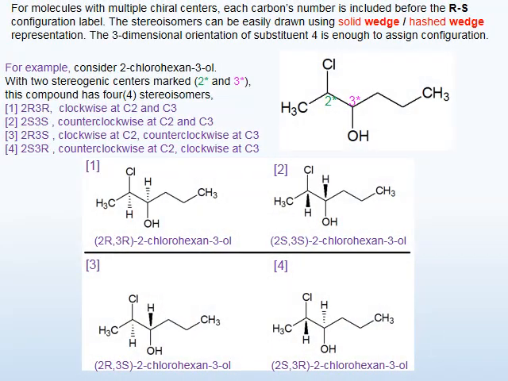For molecules with multiple chiral centers, each carbon number is included before the RS configuration label. The stereoisomers can be easily drawn using solid wedge and hashed wedge representation. Here we have a set of stereoisomers. The representation is very basic, and the three-dimensional orientation of substituent rank 4 is enough to assign configuration. We start with the two chiral centers having the R configuration. Then we invert the configuration of one chiral center at a time to generate the other stereoisomers. The total number of stereoisomers is 4.